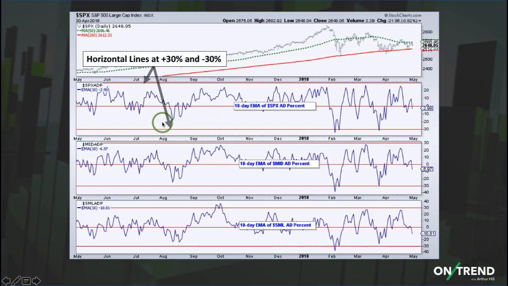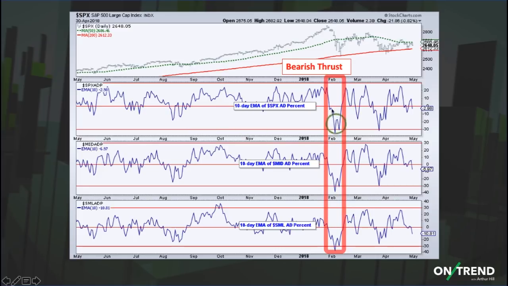So we've got horizontal lines at plus 30%. If you get a surge above plus 30%, that is a bullish breadth thrust. That shows strong buying pressure that can be enough to put in an important bottom. If you get a move below minus 30%, that shows strong selling pressure that can be the start of an extended decline. And if we look here, we can see we had a bearish breadth thrust in early February when all 3 moved below minus 30%. Boom, boom, boom. So we had 3 breadth indicators turning bearish in early February.